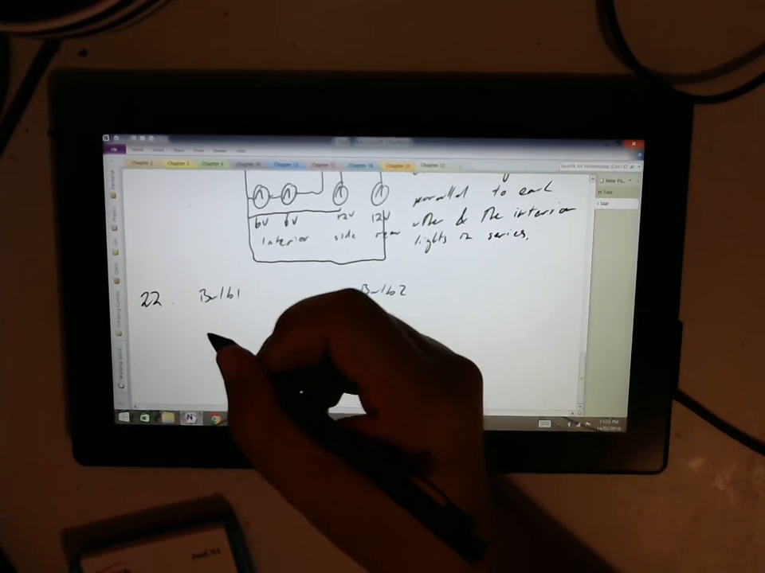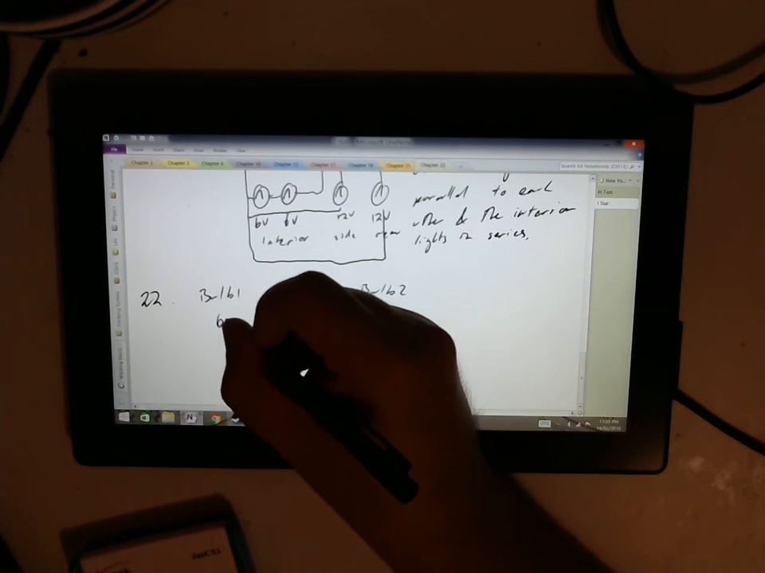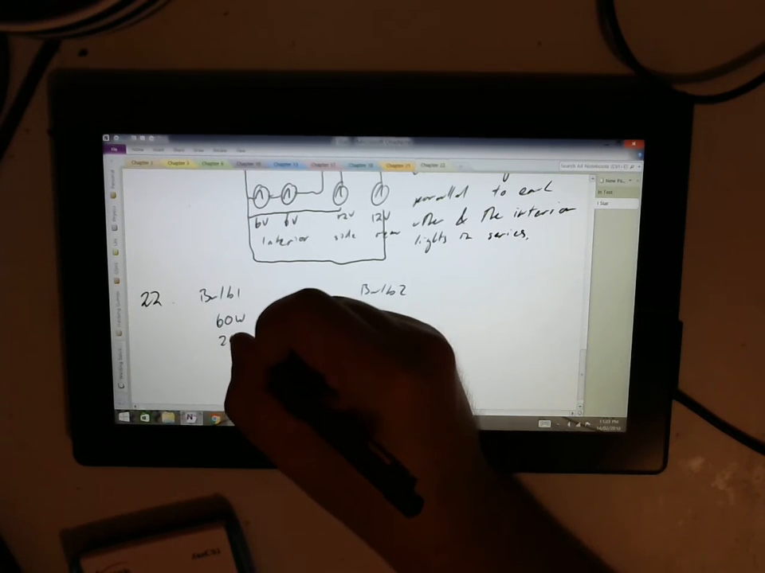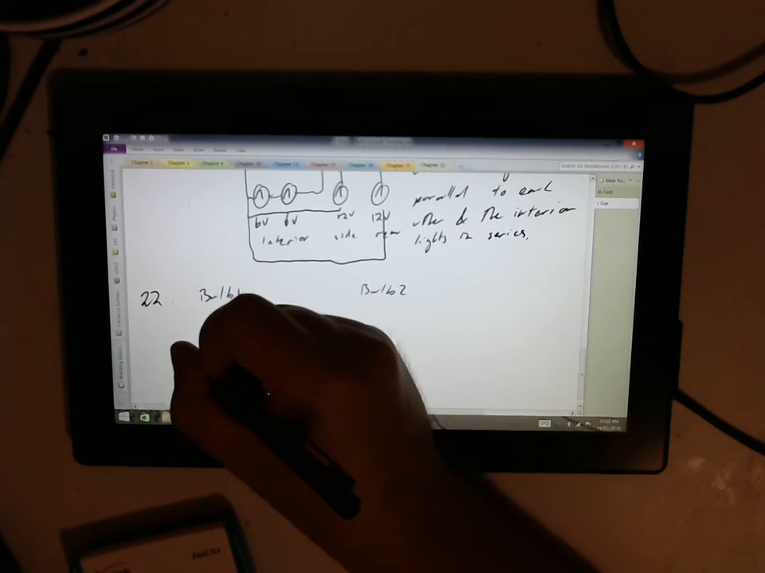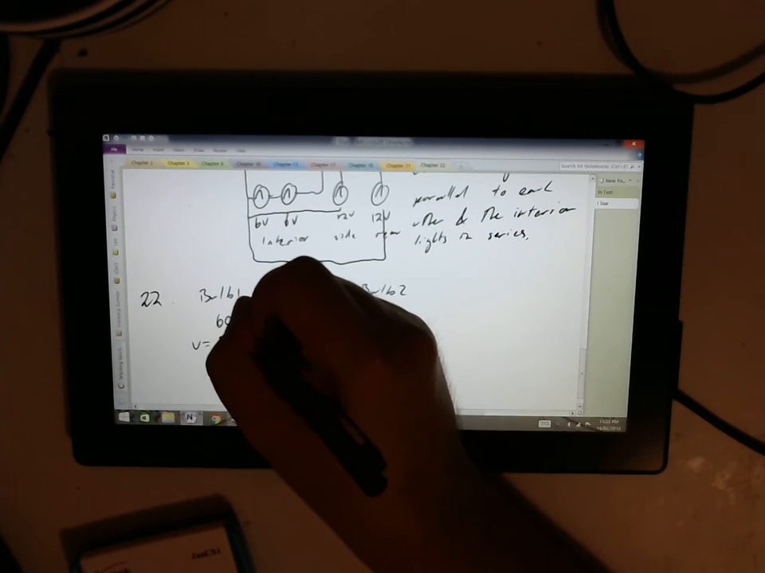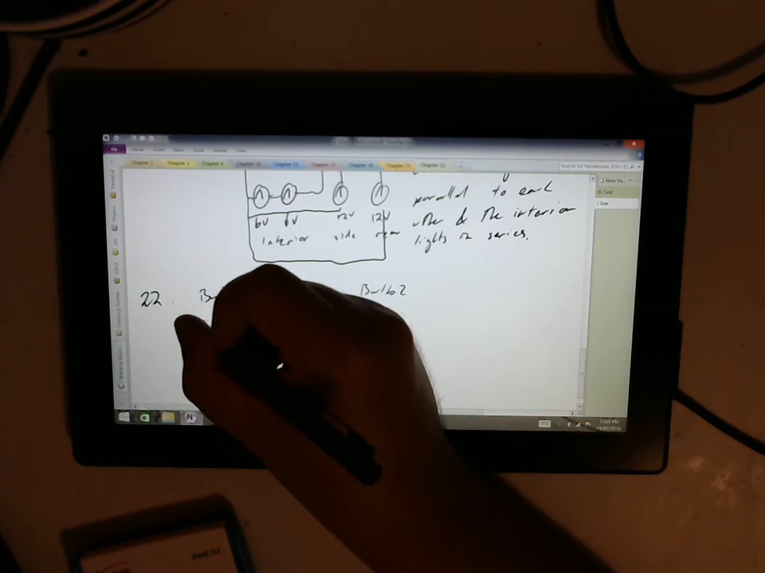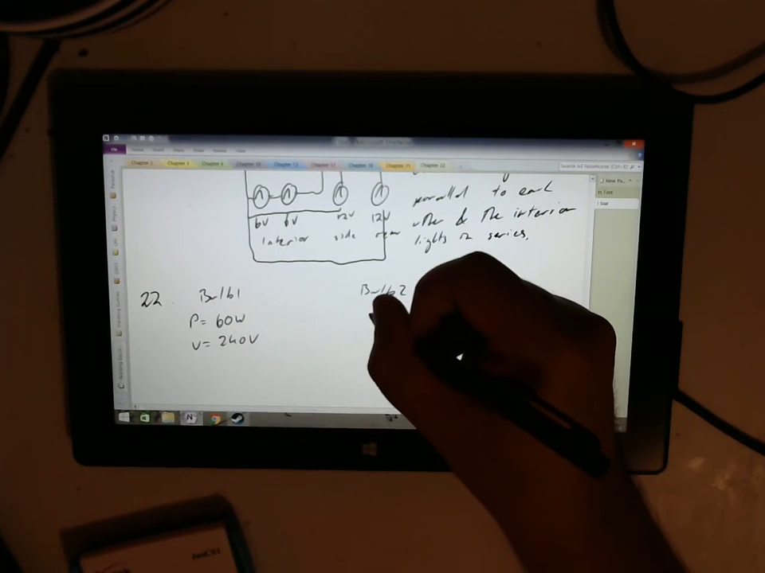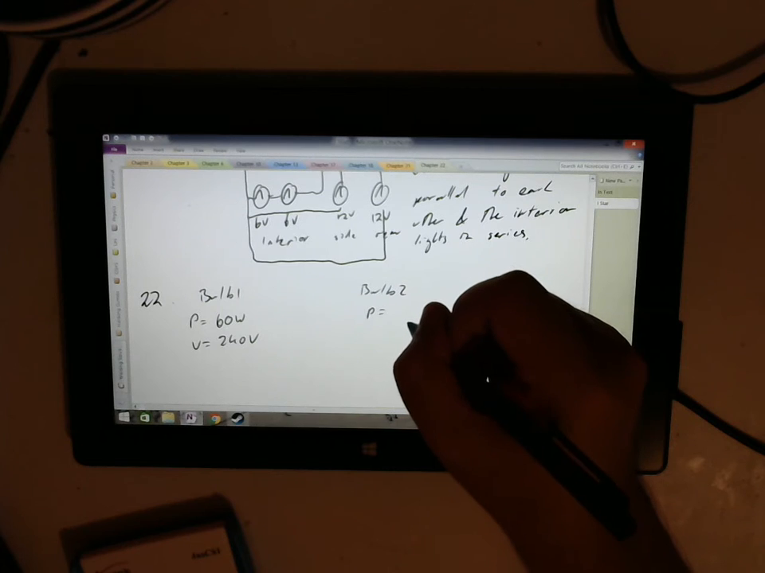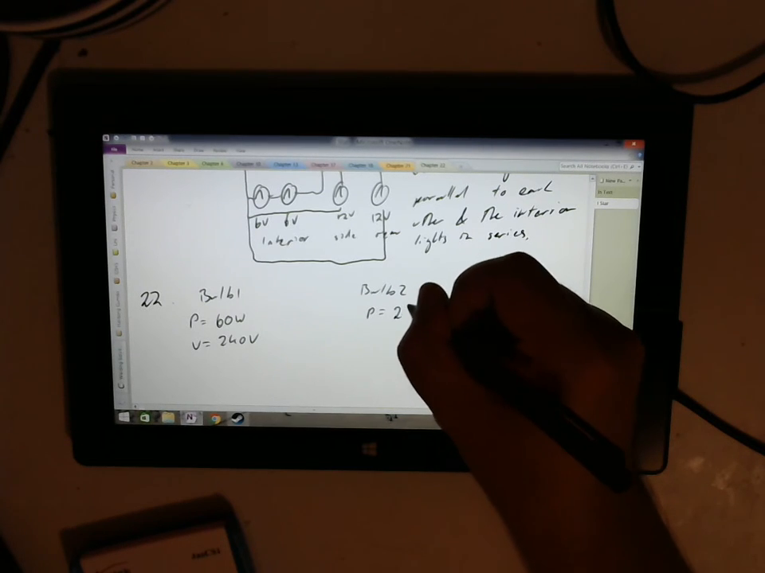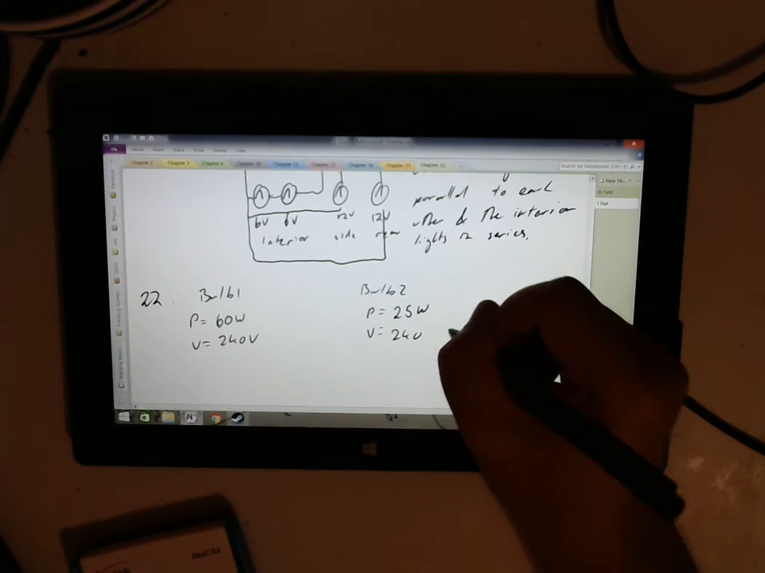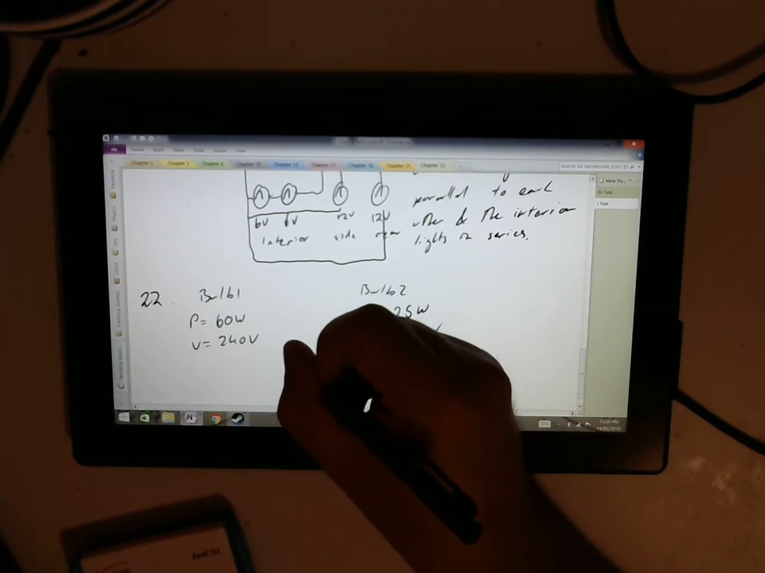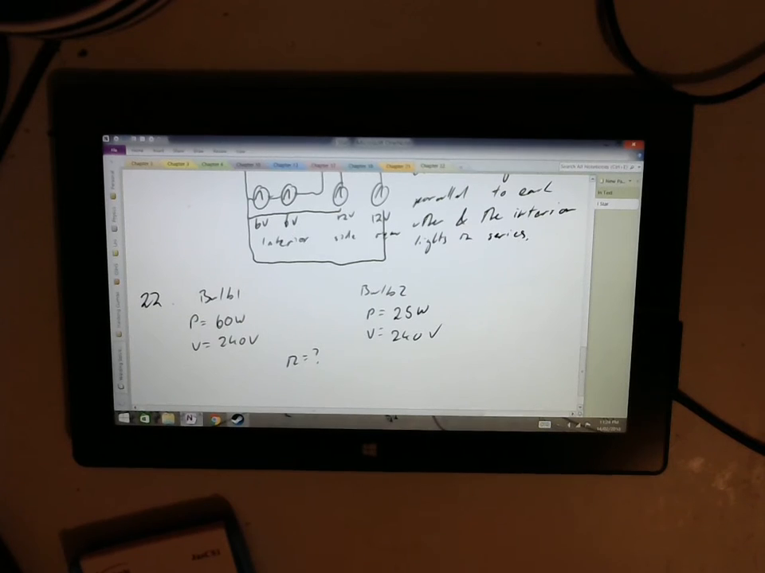For bulb 1 we have 60 watts. We have 240 volt AC mains. Volt, V for voltage, symbol is V. Watt is the unit of power, symbol is P. Bulb 2, same thing, P equals 25 watts, and voltage equals 240. And in both of these we want to know what the resistance is equal to.